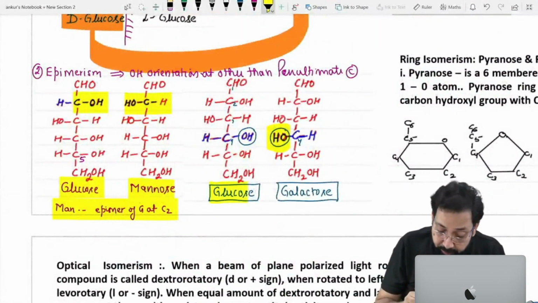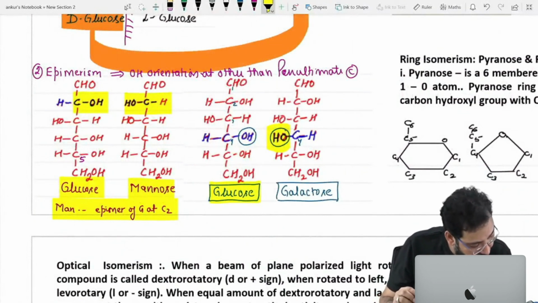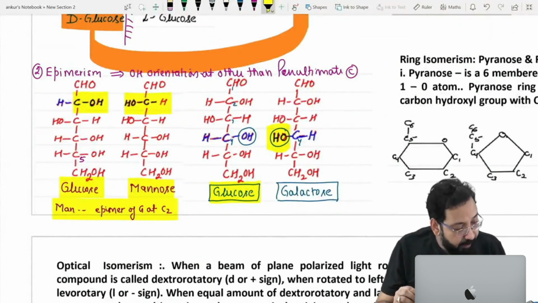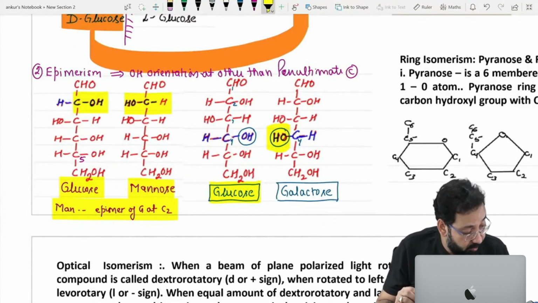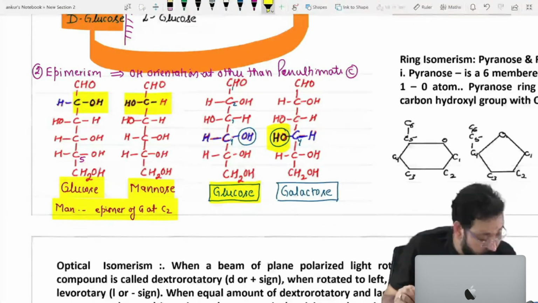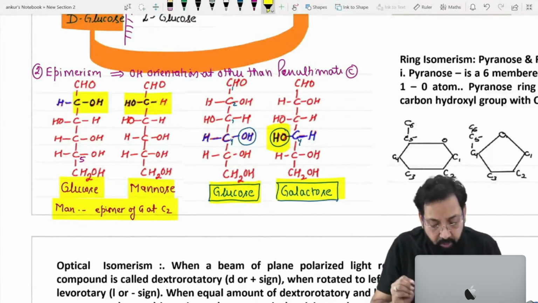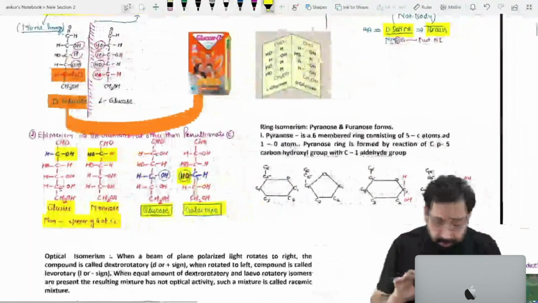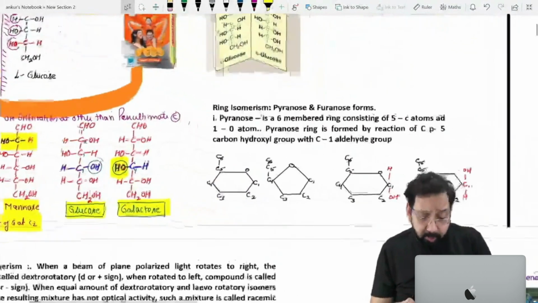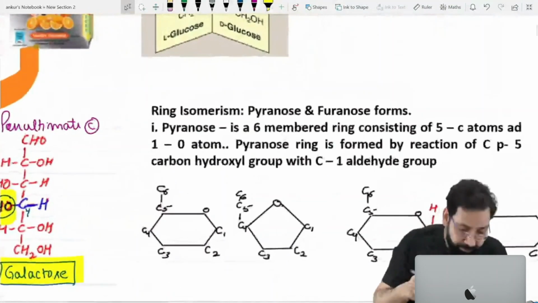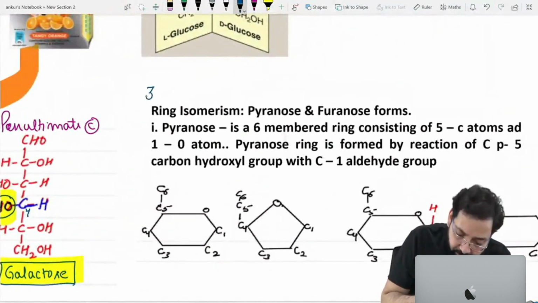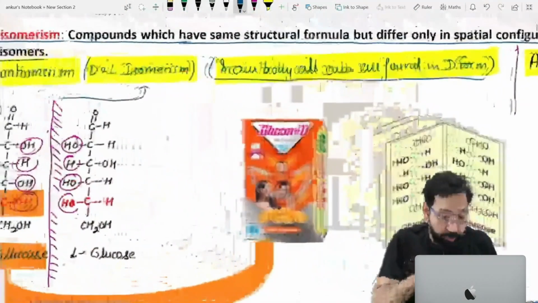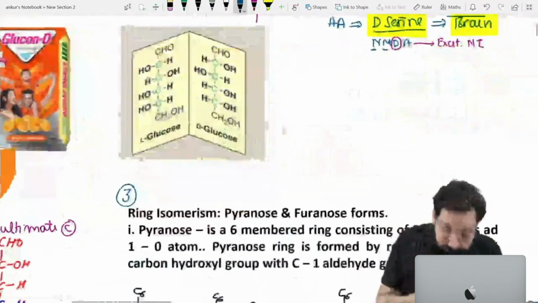So glucose and galactose, yes, that we say diastereomers. That is diastereomers, mannose and galactose. Okay, I will take care of those doubts later. Yes. So glucose and galactose epimerism. Clear? So this is epimerism. The third type of stereoisomerism I am talking about is anomerism.